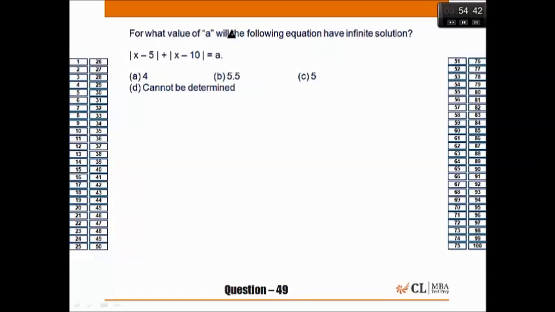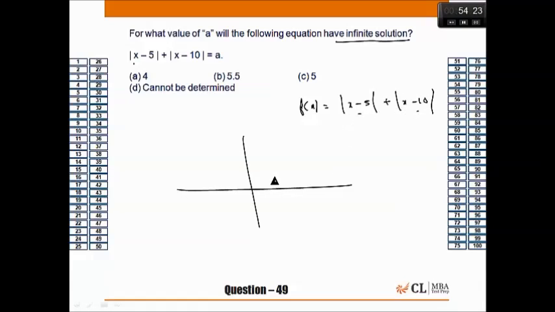Okay, this I know, I like this, guys. I like algebra, most of the time, actually, not always. For what value of a would the following equation have infinite solutions? Let's take this function f of x. I normally do a quick graph of this. There are 2 points where it will change direction, at 5 and at 10. At 5 the value will be 0, 5 minus 10, modulus of that is minus 5, modulus of that is 5. At 10 this will be 0, 10 minus 5 is 5.